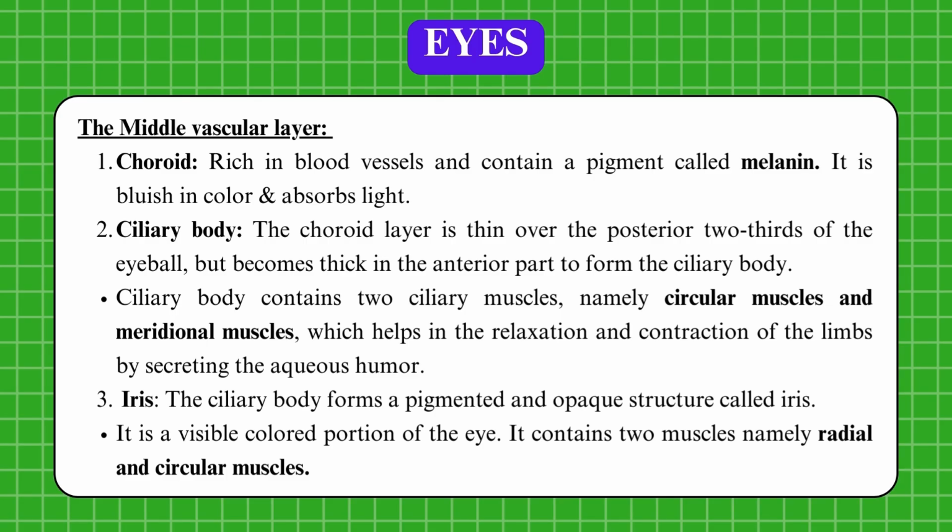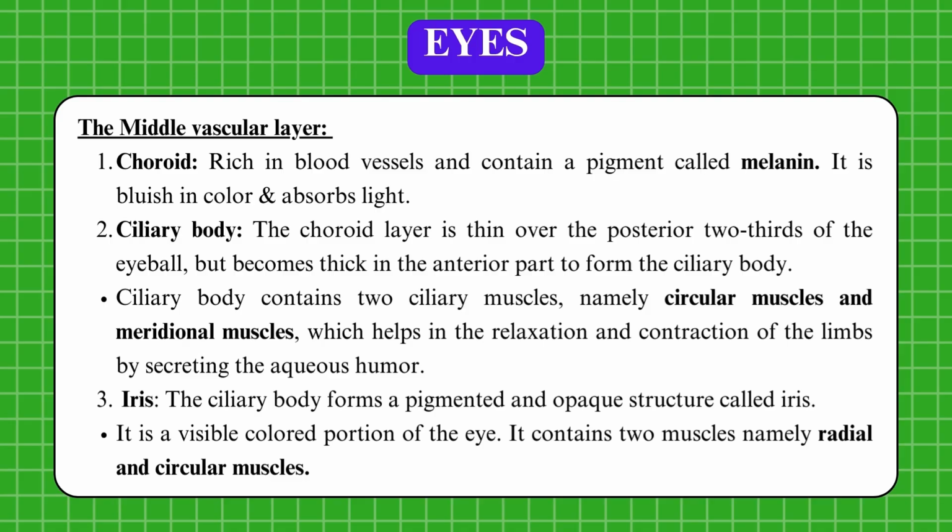The middle vascular layer, choroid, is rich in blood vessels and contains a pigment called melanin. It is bluish in color and absorbs light. Ciliary body. The choroid layer is thin over the posterior 2/3 of the eyeball, but becomes thick in the anterior part to form the ciliary body. Ciliary body contains two ciliary muscles, namely circular muscles and meridional muscles, which help in the relaxation and contraction of the lens, and it secretes the aqueous humor.